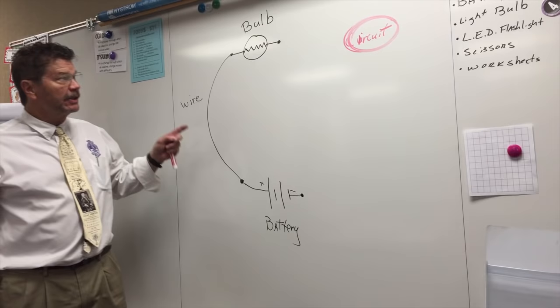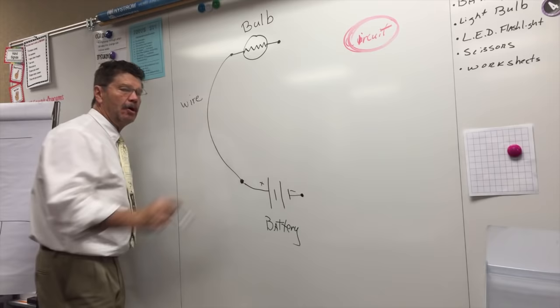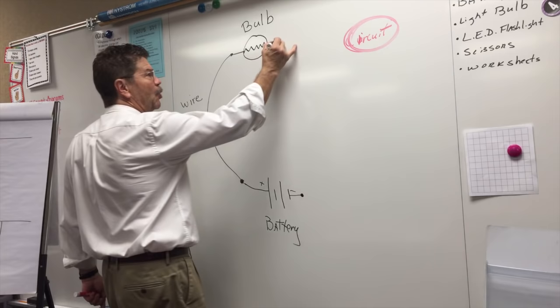Do you think the light will light up now? No. Look, why? Electricity's coming from the battery, it's going to the bulb. Is that a circle? No. We need more paths. So let's put a wire here.